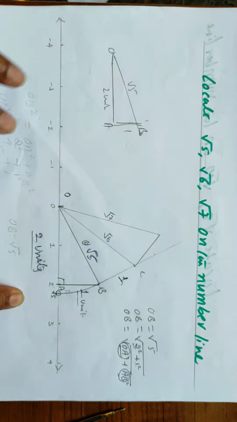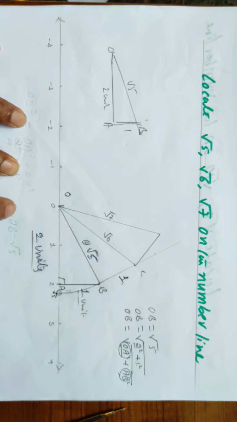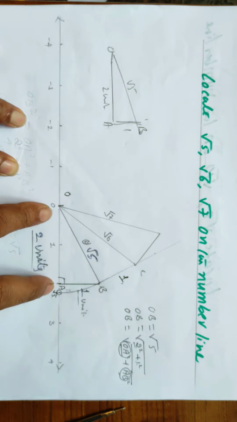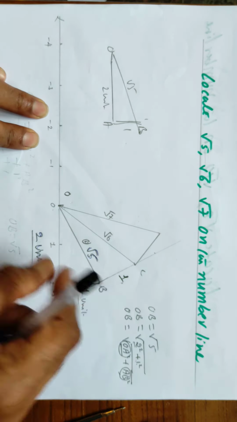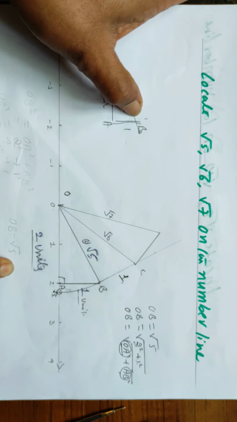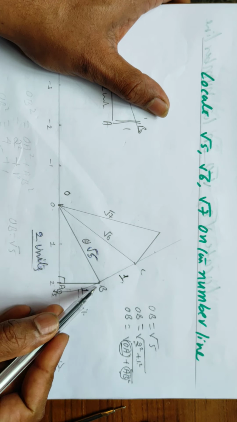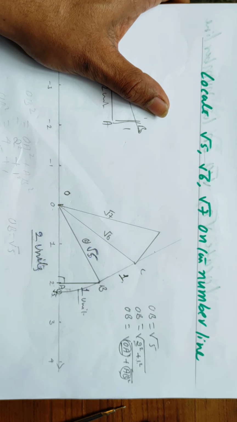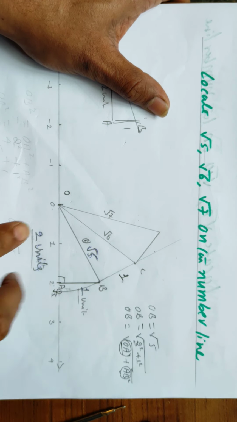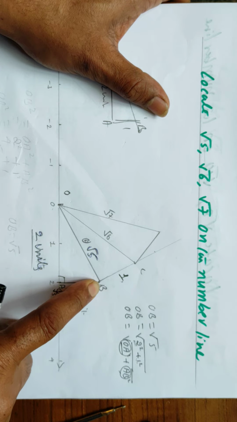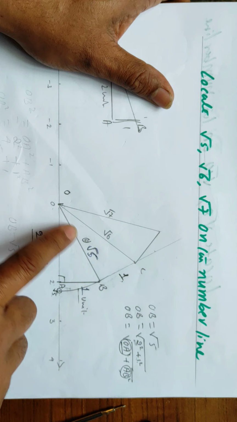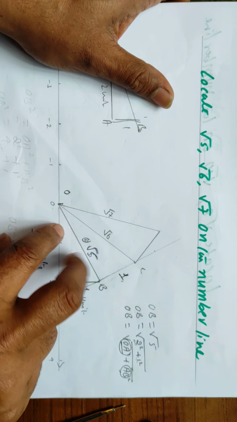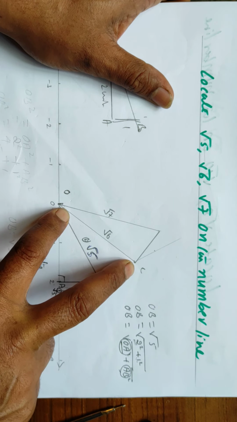Did you understand, children? So let me explain once again. So you have to construct a right angle triangle with base 2 units, and height 1 unit. Is it not? So then the length of the hypotenuse will be root 5. Again you can continue by taking root 5 as base and height as 1 unit. You will get another right angle triangle. There the length of the hypotenuse will be root 6.